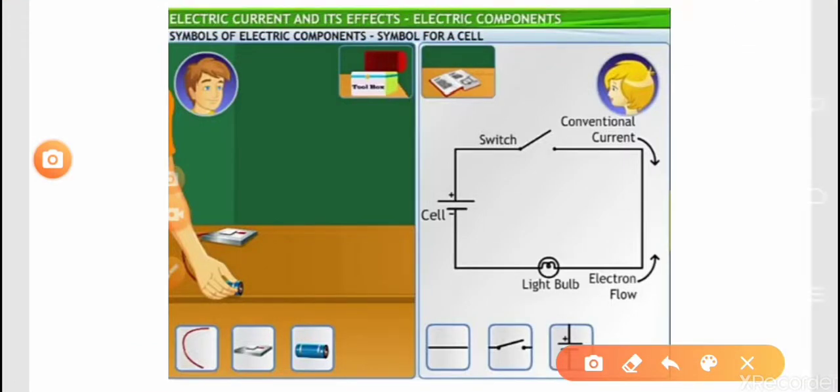Hello dear students. Yesterday we discussed electric components. So today we are going to study what a circuit diagram is and how to draw it. Okay, let's start with the circuit diagram.